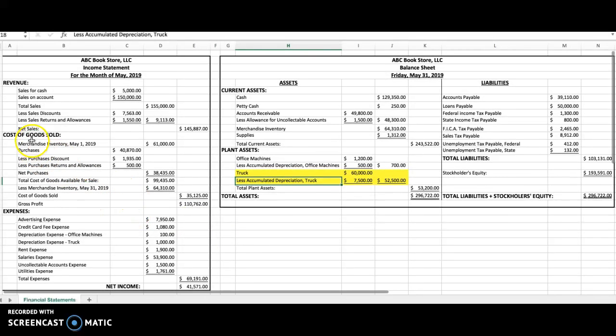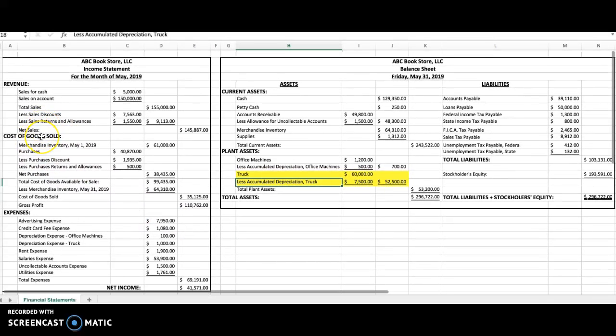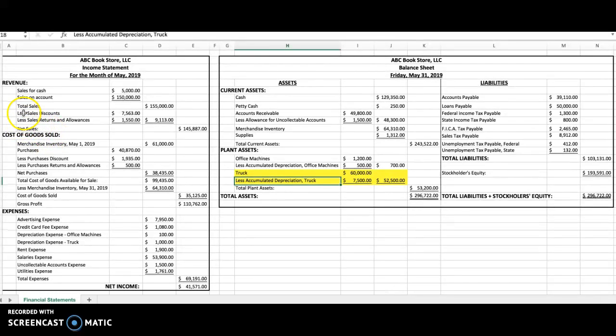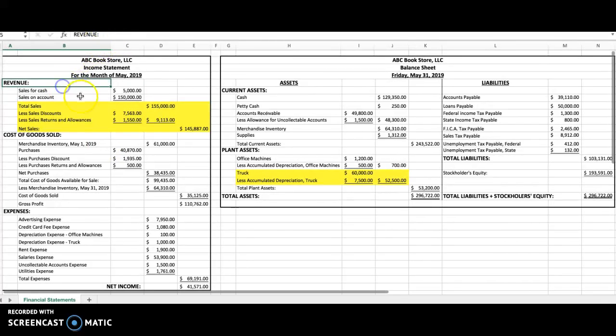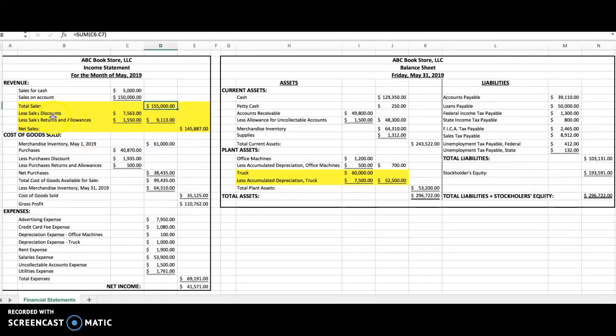If we look over here with sales on the income statement, we have something similar. We have total sales, and we have sales returns and allowances, and we have net sales. One thing to point out here, this company divides sales for cash and sales on account, and that will become important in topic 13, as we'll see. But the total sales is $155,000, but we had some discounts.